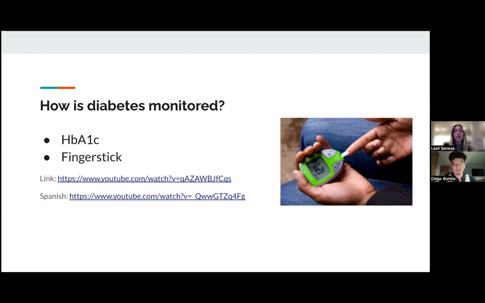And then also we have the finger stick test. So this is an easier test. This will give you the level of sugar that's in the blood at that moment. So this number can be used to help determine how much insulin is needed at that time. And this can be done at home multiple times a day by the patient and by you individually.